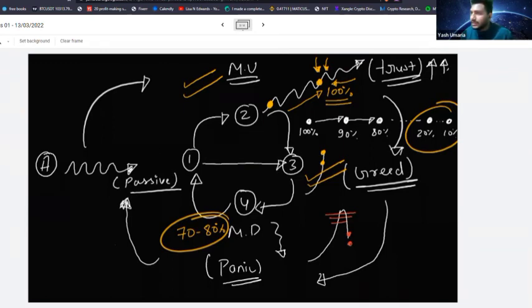This thing is not going to happen. And the reverse is also not going to happen. So you will never see a first phase after third phase. Okay, why? Let me give you the answer.